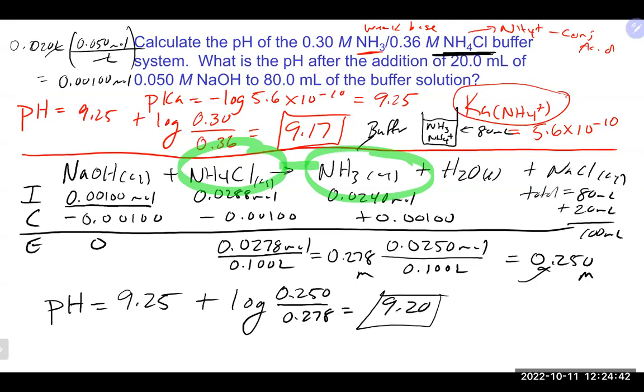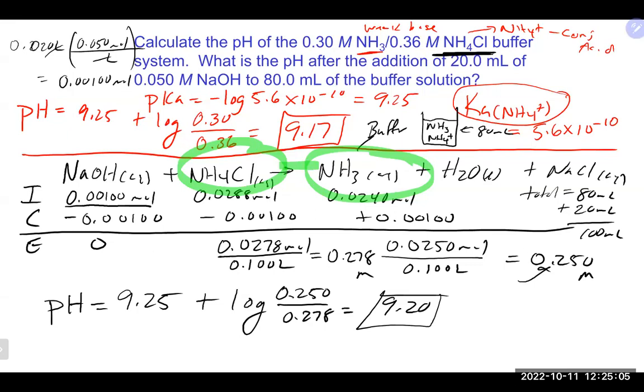Any questions on that? Does it make sense? It does make sense. Our original buffer was 9.17. We added a little bit of base. It went to 9.20, which is the correct direction, upwards, since we added base, and it didn't go very far up. So that's pretty good too. So it means our buffer is pretty good in this case.